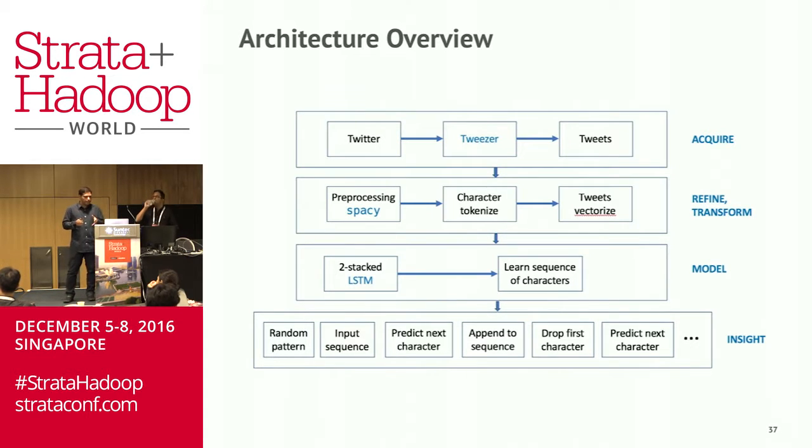Based on that, we then get a random pattern input sequence, predict the next character, append it to the sequence, drop the first character, and predict the next character. So this is a generic architecture that you can follow. The two things to make the system learn are the character representation, which is the word-to-vec. You can start with word-to-vec, but you then need to train it on your corpus so that it learns more specifics about your domain. And the second is to fix the architecture of the LSTM.